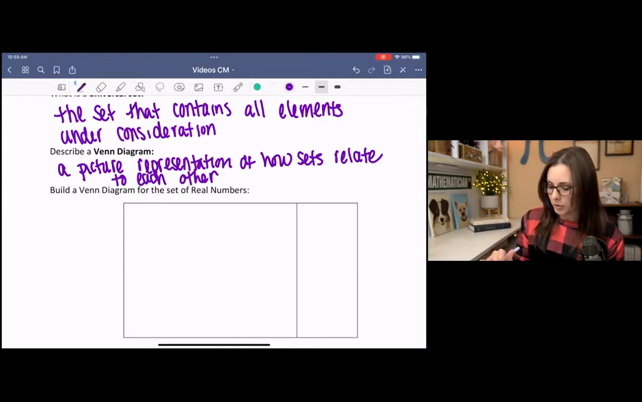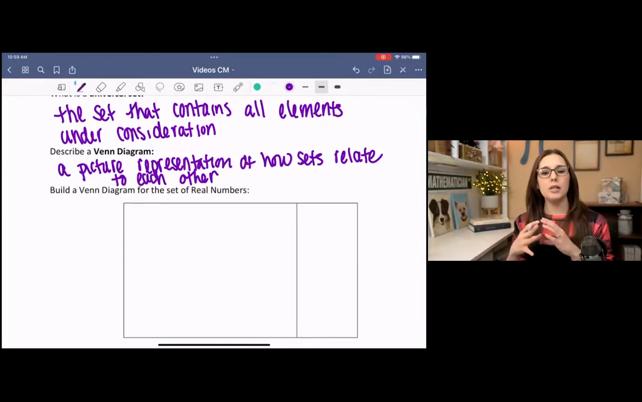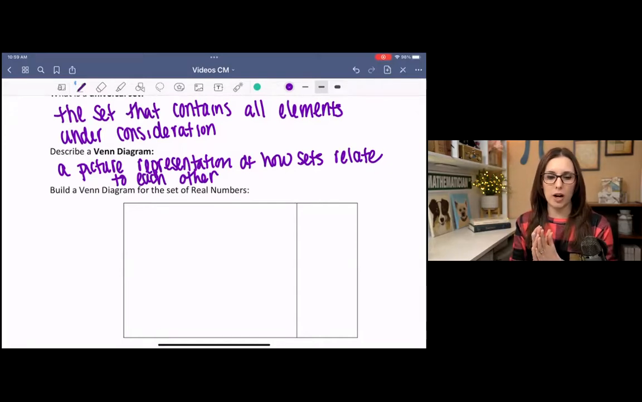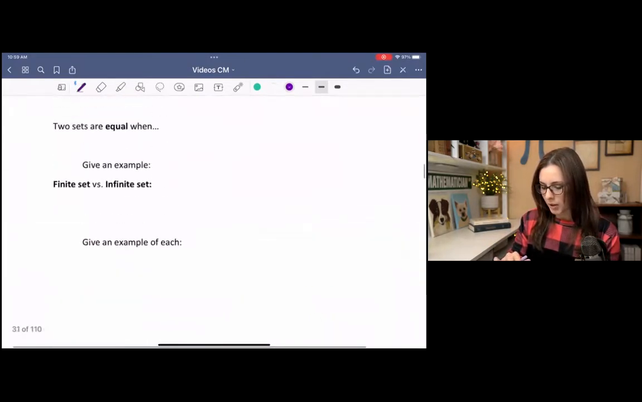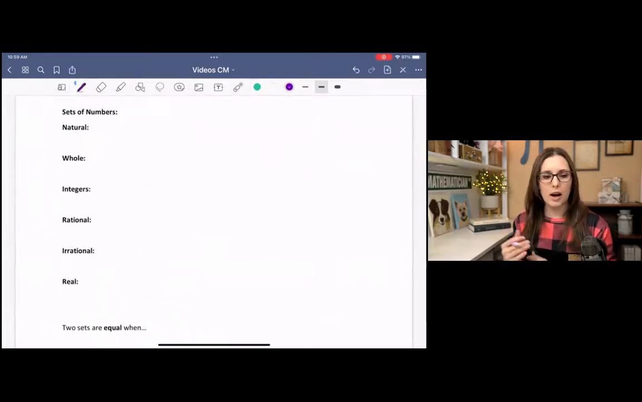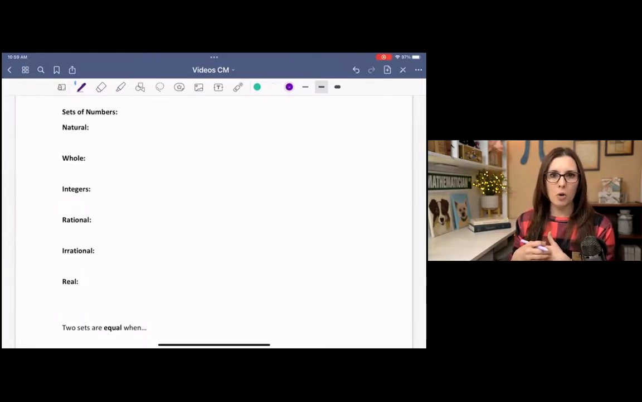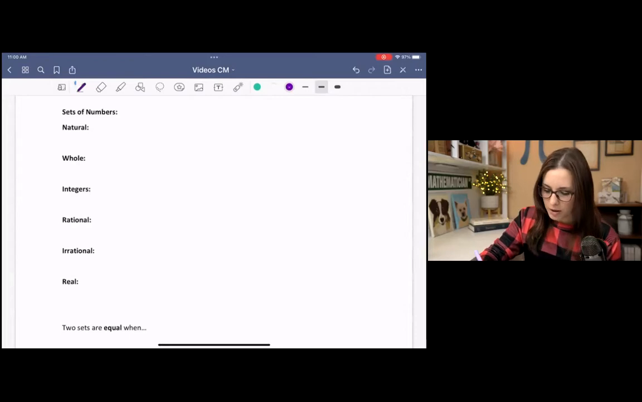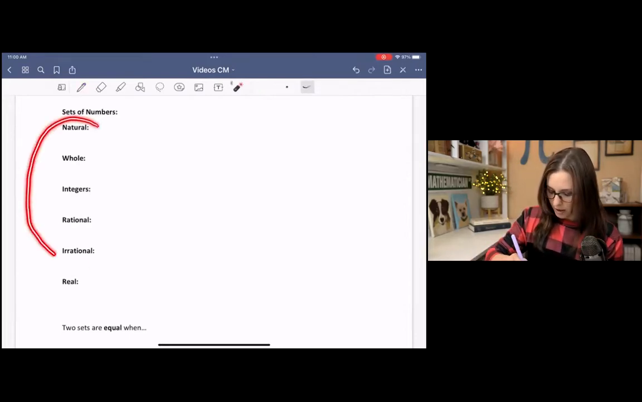So I have an example down here of kind of a skeleton of a Venn diagram. We're going to fill this in with the real numbers, but I want to talk about the real numbers before we start building this Venn diagram. So I'm going to go back up here and I've got these sets listed out, and we're going to just kind of describe what types of numbers are in these sets. I'm not going to necessarily give you the mathematical definition. I'm just going to give you some examples as to what goes in there. So natural numbers, you can see I've got them all listed out. These are all subsets of the real numbers.